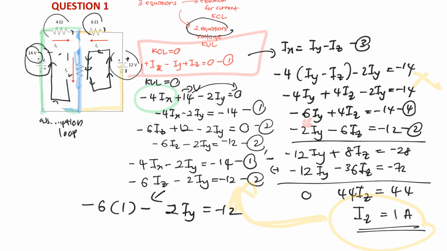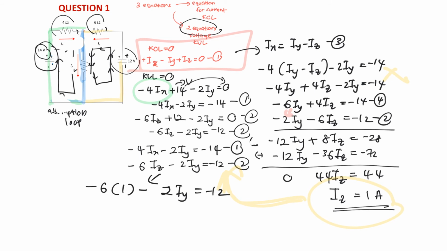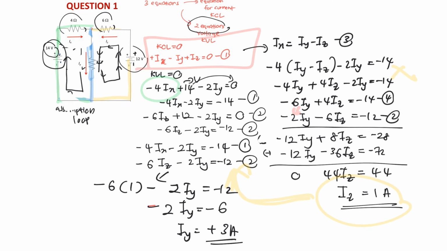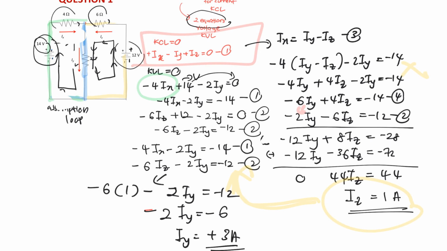So what I'm going to get here is negative 2iy equals 6. So basically I'm going to get iy is going to be positive 3 ampere. Okay, so my direction for the iy, given by the question, is correct because I get positive. Okay, the positive and negative over there does not represent up and down, or left and right. It basically represents correct or wrong. Okay, so I already get iz and iy.